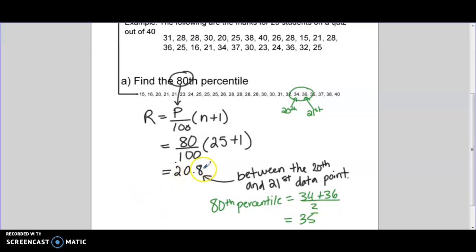So 20.8 tells us where to look in our data set. Here we count from the left up to 20 and 21, find those two numbers, 34 and 36, and divide the sum of those two numbers by 2 to get our final answer. That is how you could figure out the mark for any percentile you're given. In this case, we're given the 80th percentile, but you could figure out the mark of any percentile. Just use the formula and plug in your numbers.